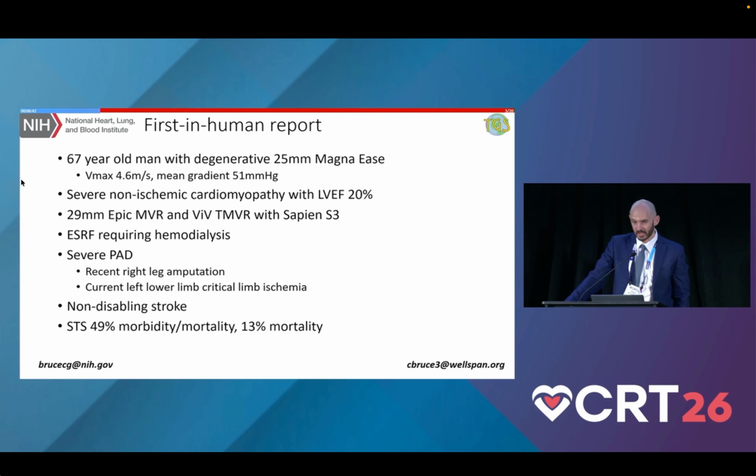The patient that we had was one of Adam Greenbaum's patients at Emory, 67-year-old, severe degeneration of a 25 Magna Ease, lots of comorbidities, including a right leg amputation, which is what he was having done when he was discovered to have severe stenosis in the first place. But when he came back for the procedure, he had critical limb ischemia in the left leg. So his STS was phenomenally high.